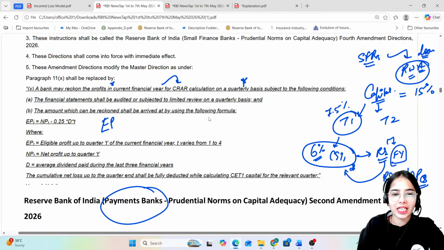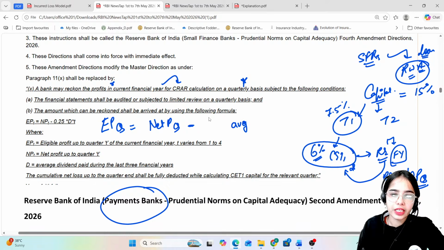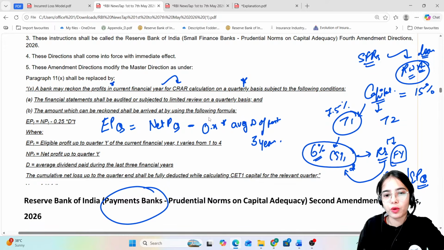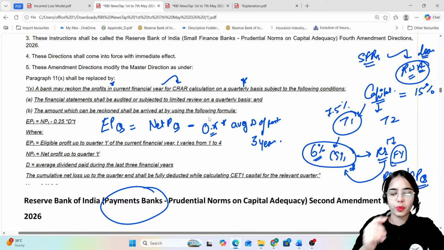The eligible profit that can be added on a quarterly basis is equal to the net profit of the quarter minus the average dividend of the past 3 years. Now, we do not want the yearly data, we want it in quarterly form. So we multiply it by 0.25, because there are 4 quarters, so 0.25 is for 1 quarter. The average dividend paid during the last 3 financial years, we multiply it by 0.25 to get the average dividend for the quarter.